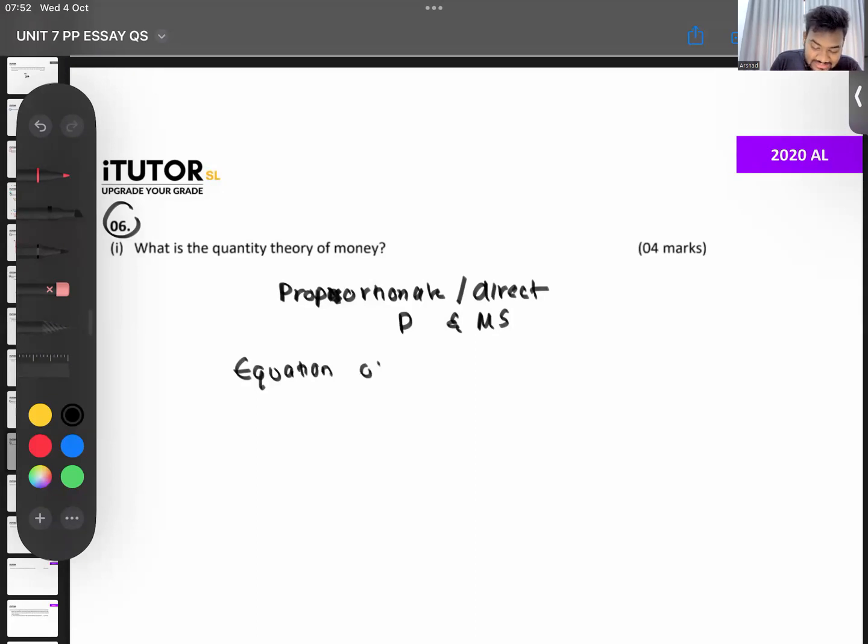The equation of exchange says MV equals PT. For this equation of exchange, they make certain assumptions. By assuming that velocity of circulation and the number of transactions are constant, they say, look here, if the money supply increases, price will also increase. So if money supply doubles, price level will double. If money supply falls, price level will fall. They say there is a proportionate relationship.